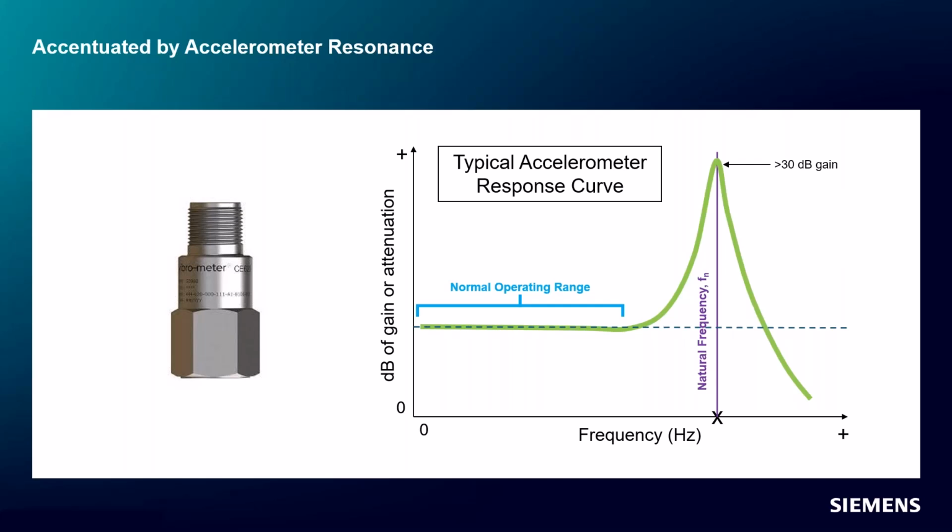If you're used to using accelerometers, typically you want to measure in the flat range where it's not amplifying the vibration artificially. Kind of interesting when you're doing bearing analysis like this, it's actually beneficial to take advantage of the natural frequency of the accelerometer because it can exaggerate the vibration.